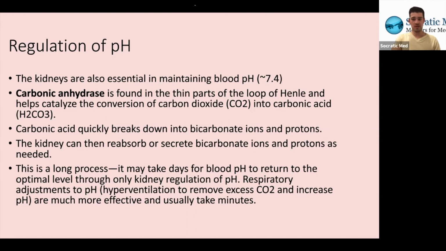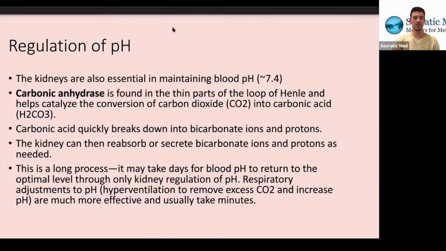So physiological pH is about 7.4. Carbonic anhydrase, you don't have to know too much about the enzyme. You just have to know that it is found in the kidney and it helps convert carbon dioxide into carbonic acid. So it's found specifically in the thin parts of the loop of Henle, and it creates carbonic acid. That carbonic acid quickly breaks down into bicarbonate ions and protons. So the kidney can actually use this breakdown of carbonic acid to pick and choose the pH.